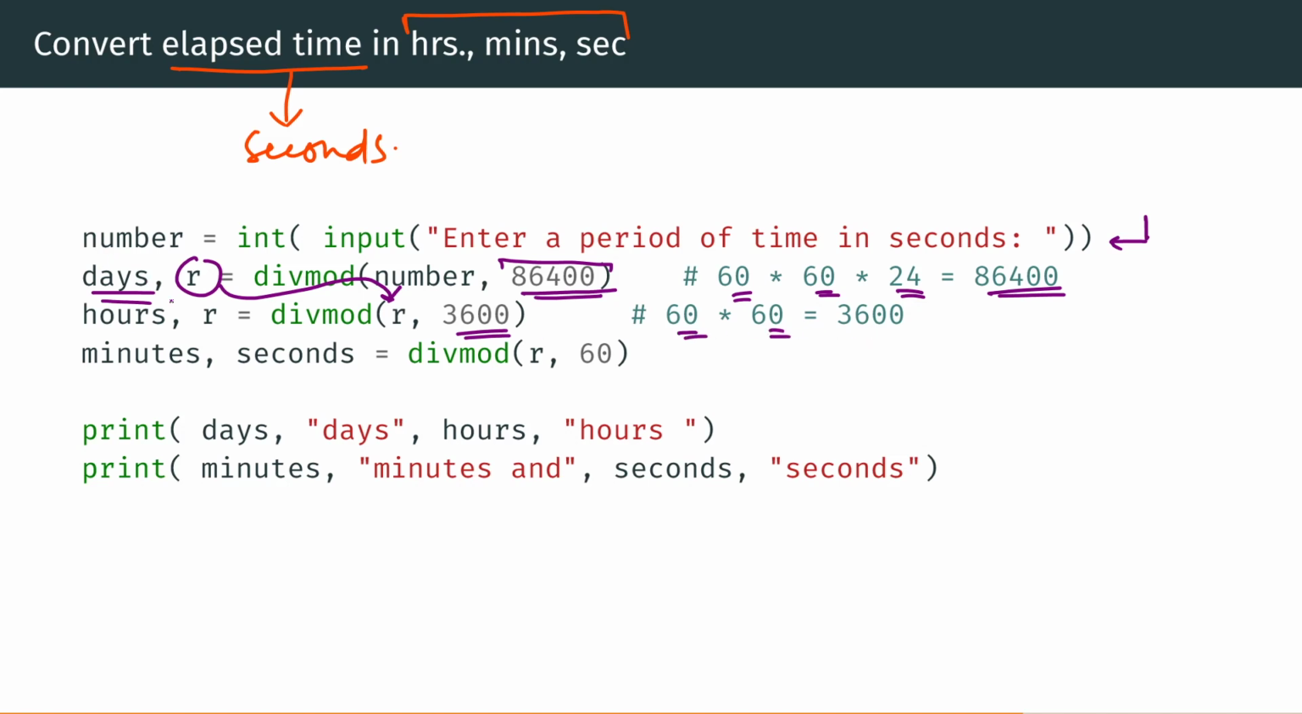Okay, if it's not equal to, if there is a remainder, it must be less than a day. So again, we use the divmod to find this, and that will give me the number of hours, and the remaining will be minutes. This would again be sent to the divmod, and we divide it by 60. And this will give me the minutes and the seconds.